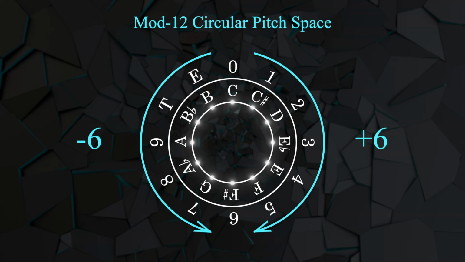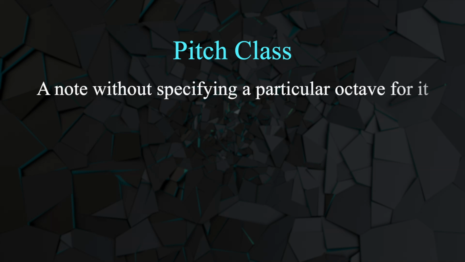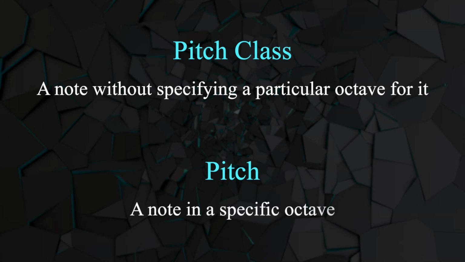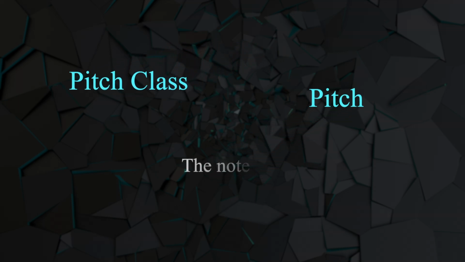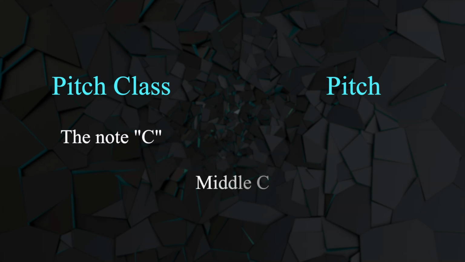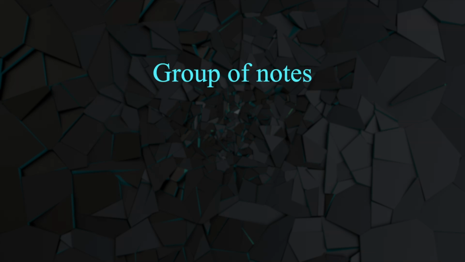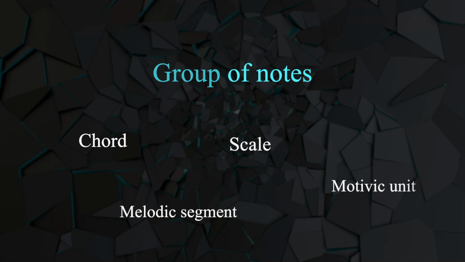to the same note. Theorists will often use the term pitch class to refer to notes without specifying a particular octave, whereas pitch indicates a note and a specific octave. If I say the note C, that's a pitch class because it could refer to any C, whereas middle C is a specific pitch around 260 Hz. I've been trying to use the term note instead of pitch class to make this video a little bit less technical. If you want to group notes together without specifying whether you're talking about a chord, a scale, a melodic segment, you can use the term set.